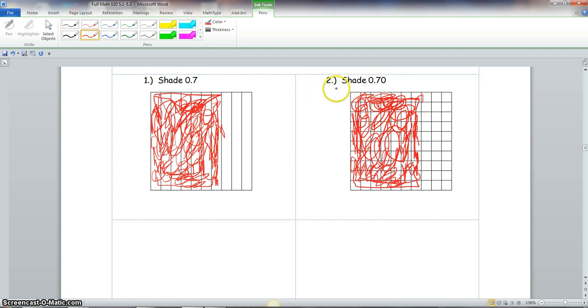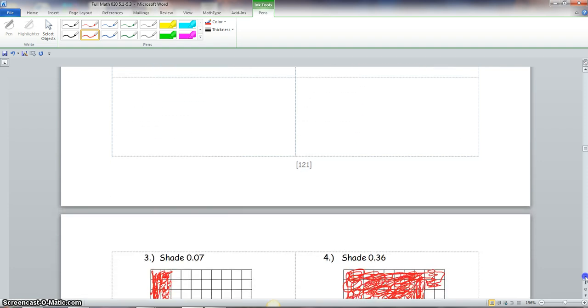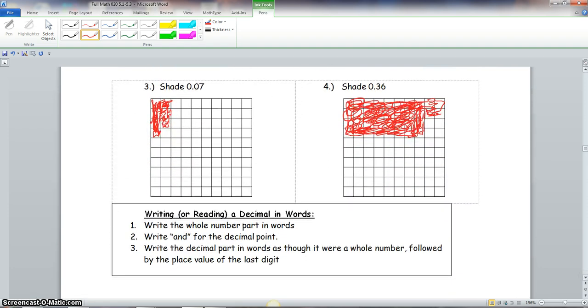Okay, now number 2. Number 2 is basically the same as number 1. It's still 7/10, but we have 70 here, which is 70 hundredths. So what we have here is 100 blocks, and what we have to shade in is 70 of those 100 blocks, which is here. Now, we scroll here to problems 3 and 4.